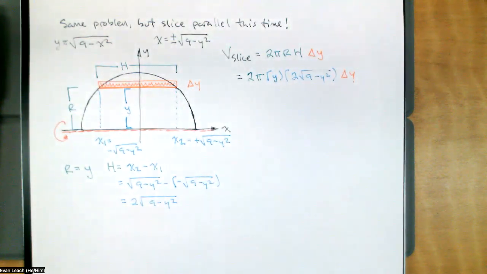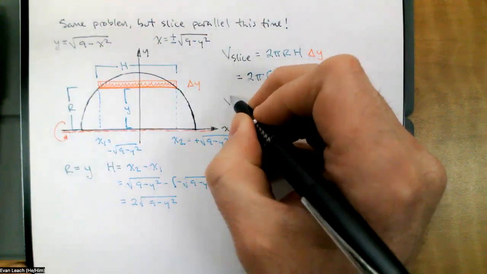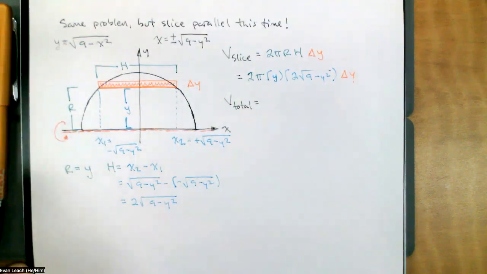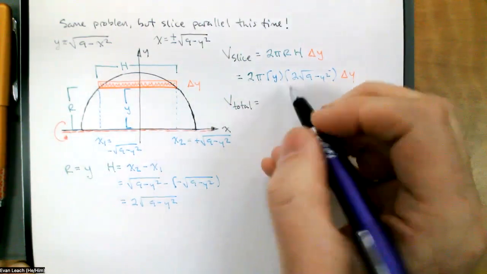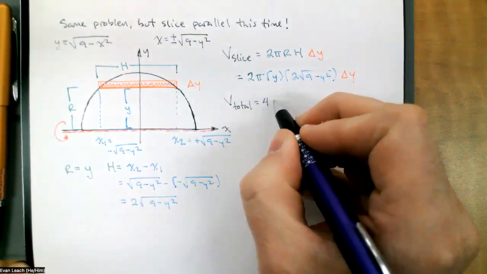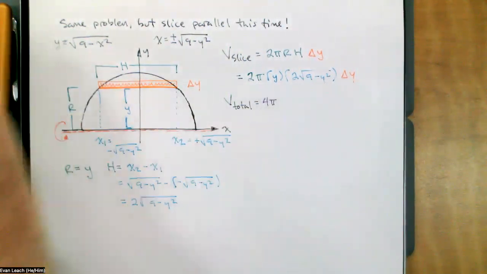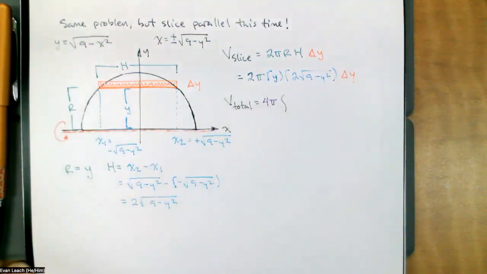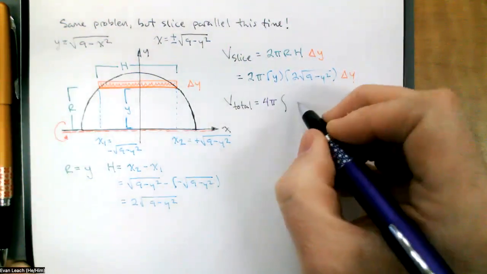Now I have the volume of my slice all in terms of y. Now we've finished our development phase. We can move on to the definite integral phase for our volume total. This is where we will usually take the opportunity to simplify our expression. I've got 2 pi and a 2. That's all constant. I'm going to pull a 4 pi out front. And then we'll have the integral of y times the square root of 9 minus y squared.